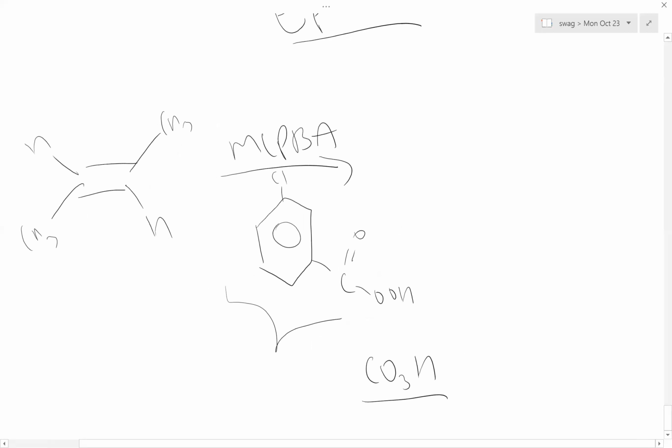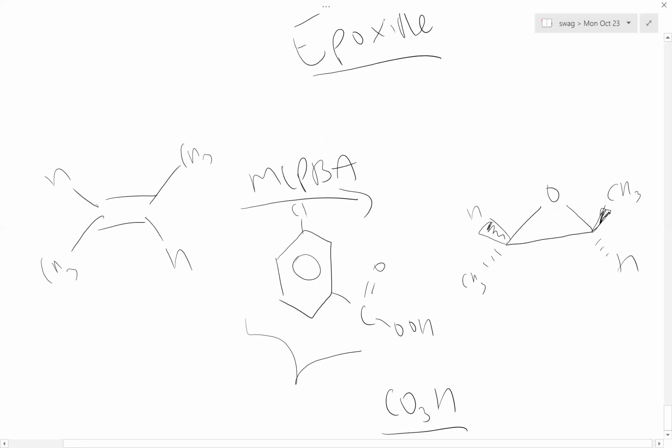And this gives you an epoxide where stereochemistry is maintained. So this is called an epoxide, where the O is kind of like a cyclopropane, but with an O instead of a carbon. And stereochemistry is maintained, so you'll have CH3, H, CH3, H. So this is again MCPBA.